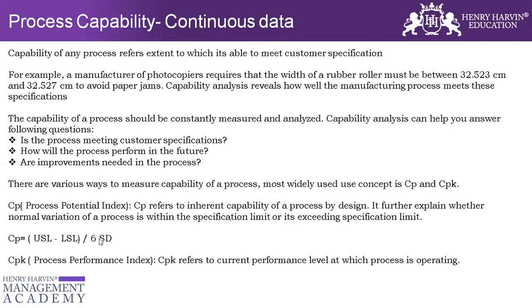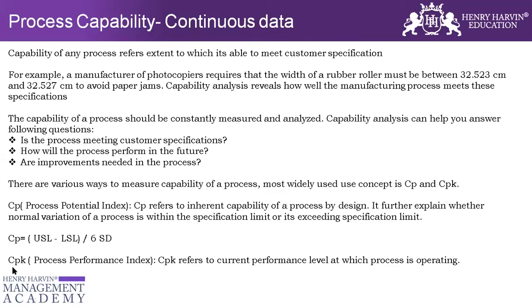But you can only calculate Cp when you have both the specification limits. If you have only one specification limit, you will not be able to calculate Cp. So there is a prerequisite to calculate Cp. You have to have both the upper specification limit and the lower specification limit. So this is called Cp, the process potential index. It tells whether my process is capable enough to meet the customer specification which he has specified.